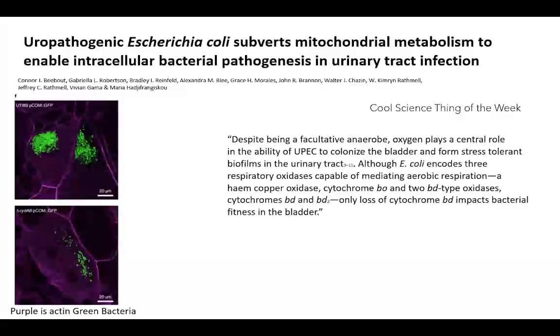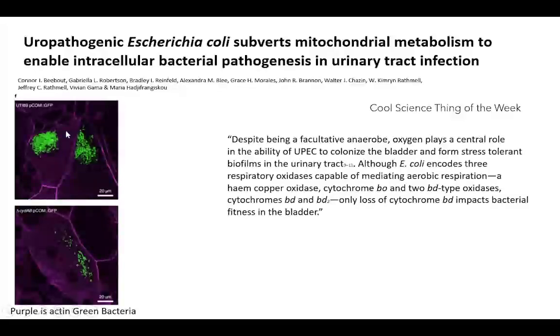It's really interesting stuff. So what do we have here? Well, we've got our picture right here. In the purple is actin. These are bladder cells from mice. And then in the green, we have a bunch of E. coli. These E. coli are normal, nice, wild-type E. coli that are urinary tract infection type E. coli. These guys, though, have a mutation in that bd gene, the cytochrome bd, and if you notice, they look pretty different. The ones that are normal wild-type ones have these big clusters and chunks.